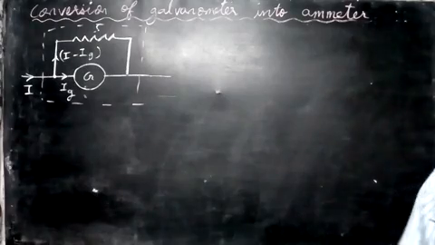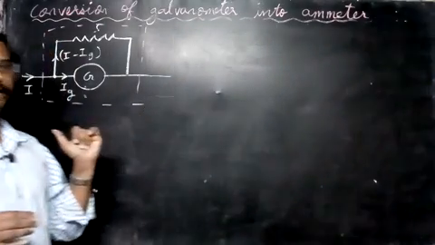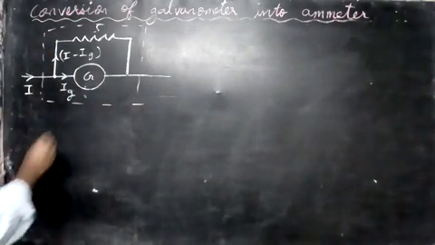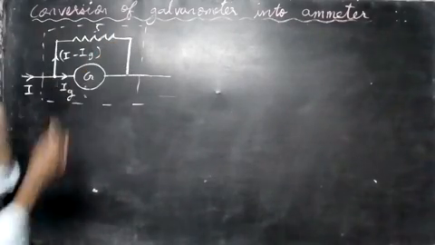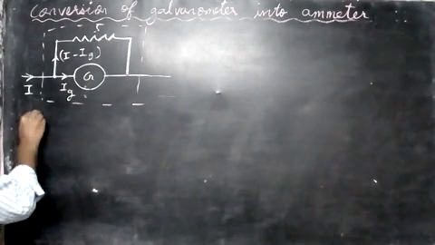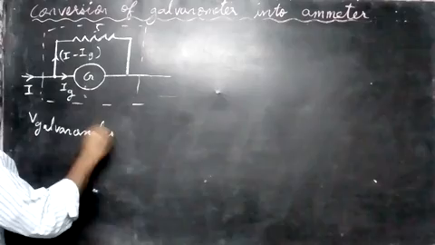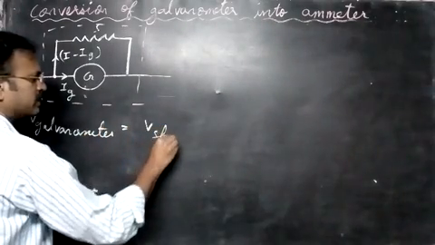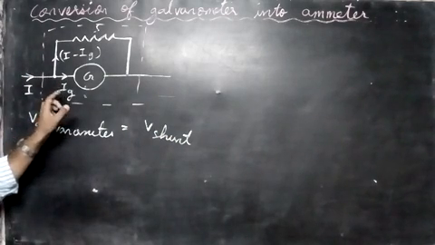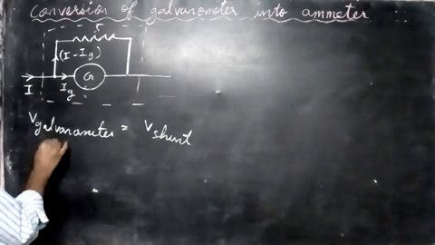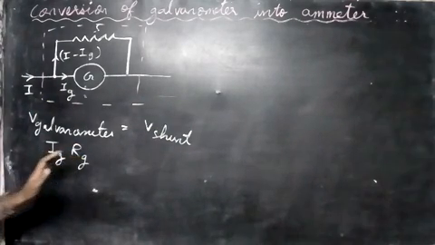Now let us try to find the shunt resistance, what shunt resistance you must keep in the ammeter. When you give a voltage across this galvanometer, the same voltage will be across the shunt resistance also. So the voltage across the galvanometer will be equal to the voltage across the shunt resistance. Using Ohm's law, V is equal to IR, here I is Ig and then Rg.